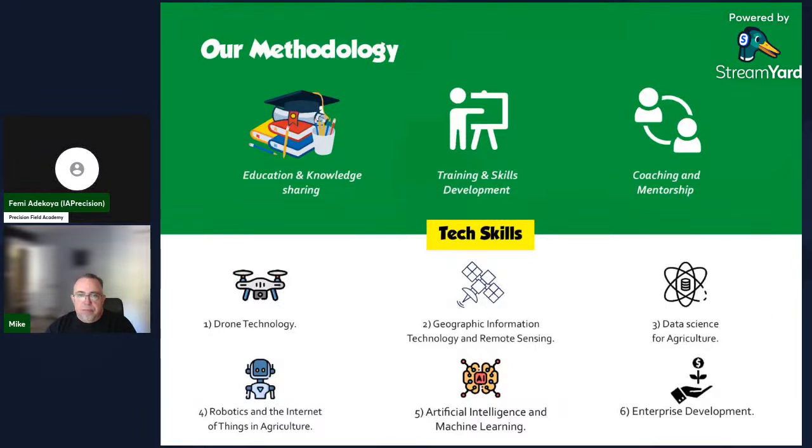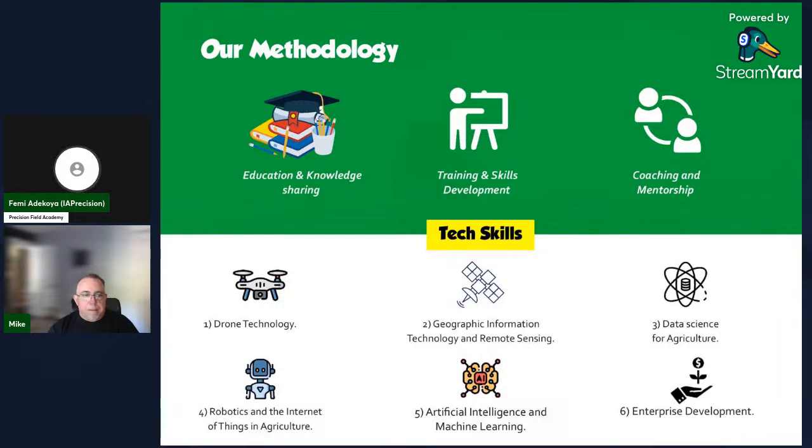The next is training and skill development. We provide you with training and skill development to grow your capacity and your skill set, preparing you for the future of work and tech in agriculture. And the last is coaching and mentorship, because we believe that you can get to where you're going, your destination, if you have someone who can coach you, show you the way, and hold your hand. That is why we're here.